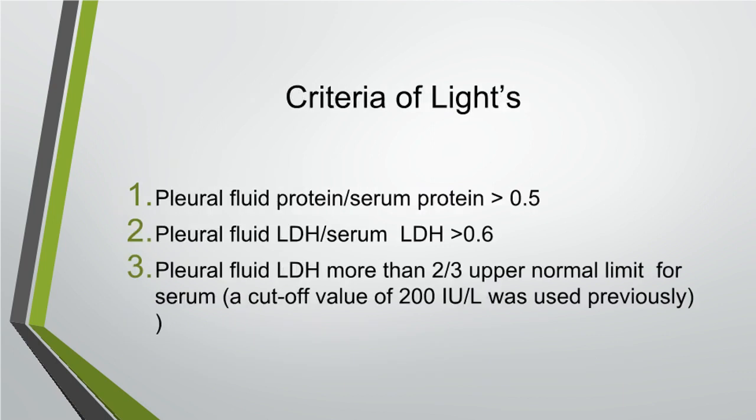Light's criteria is used to differentiate pleural fluid into exudative and transudative effusion. If any of the given three criteria are fulfilled, then the pleural fluid is said to be exudative. If none of the three criteria are fulfilled, then a diagnosis of transudative effusion is made.